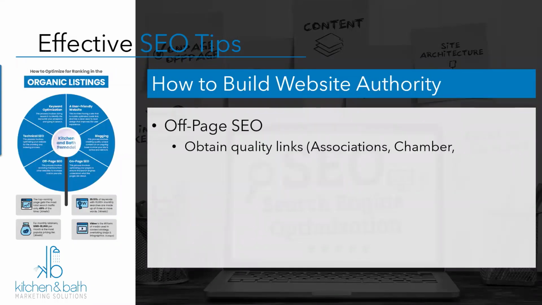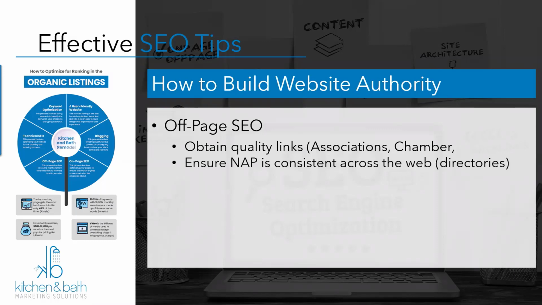Off-page SEO. Now here, this is about obtaining links from third parties or from sites that you don't own. So you want to look at associations, obviously the NKBA, NARI, Chamber of Commerce. If you're in any networking groups, you can see if they have links back to your website. Because if you have a link from an authoritative website, the search engines look fondly on those type of links.